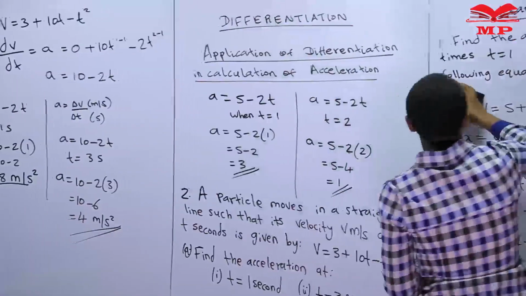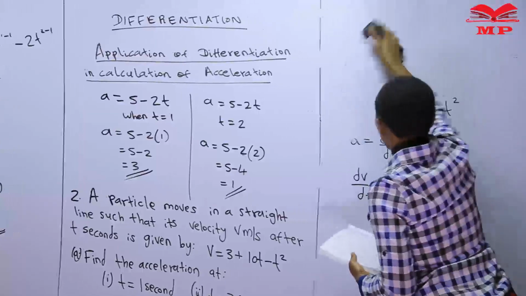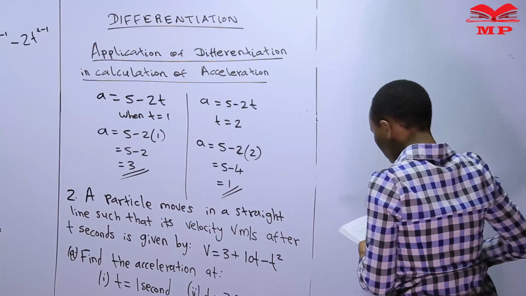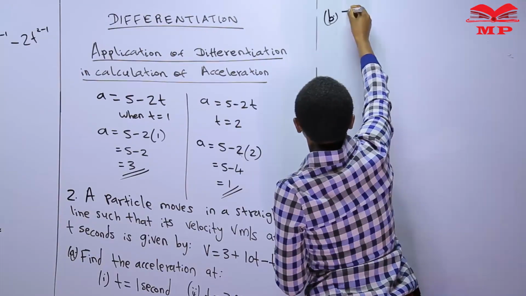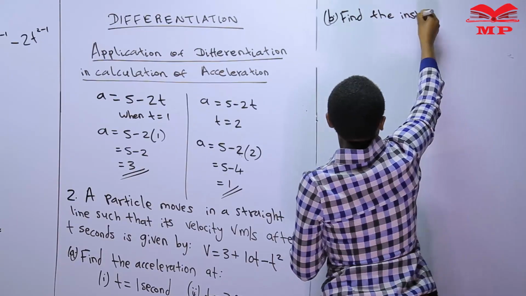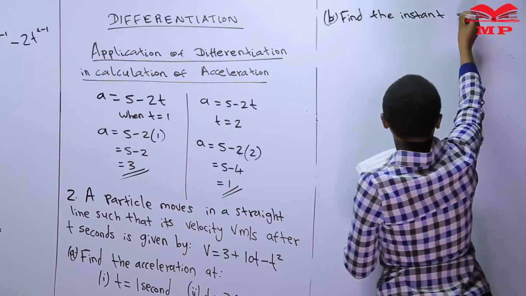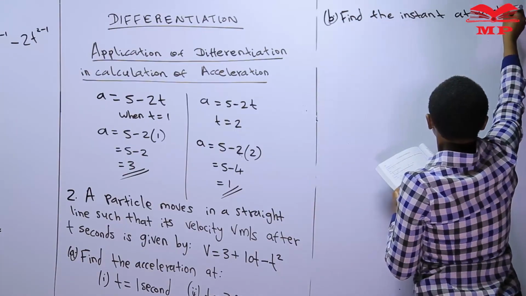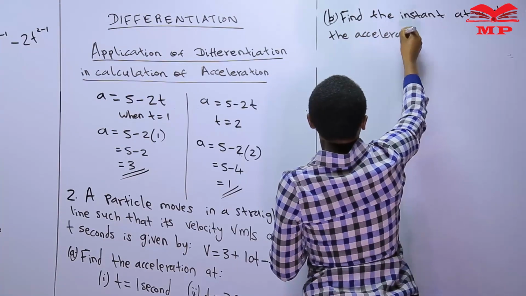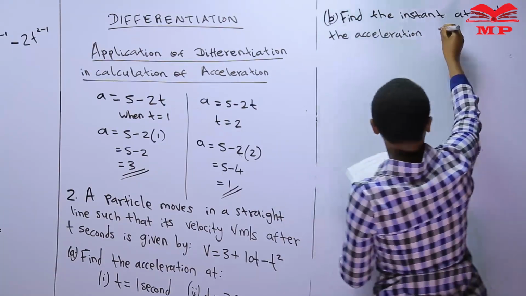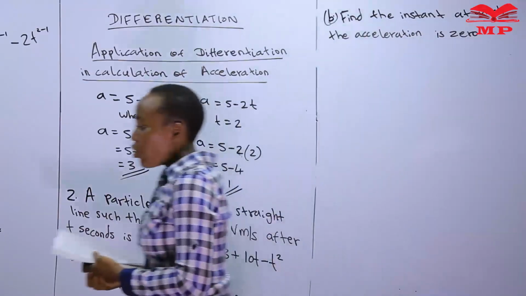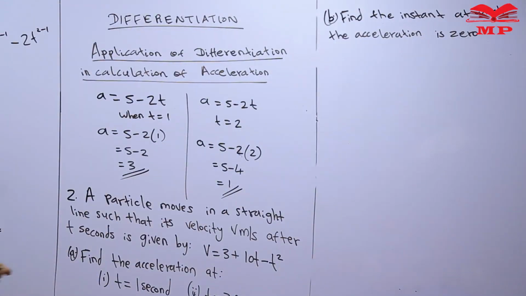So part B of that question, we are told to calculate the following. So number B, find the instant at which the acceleration is 0. Find the instant at which the acceleration is 0.